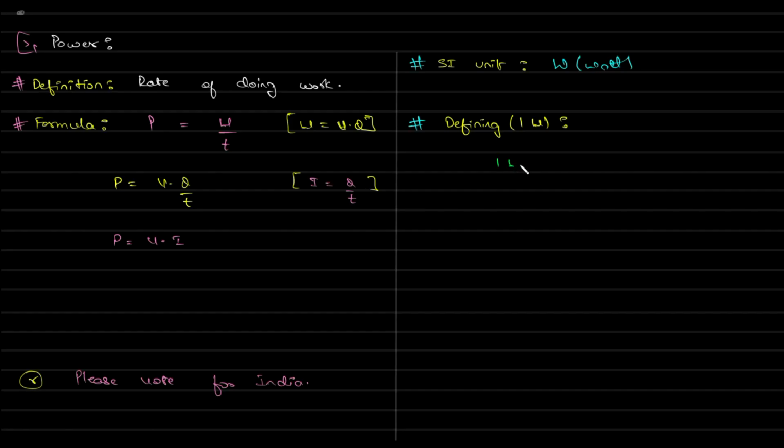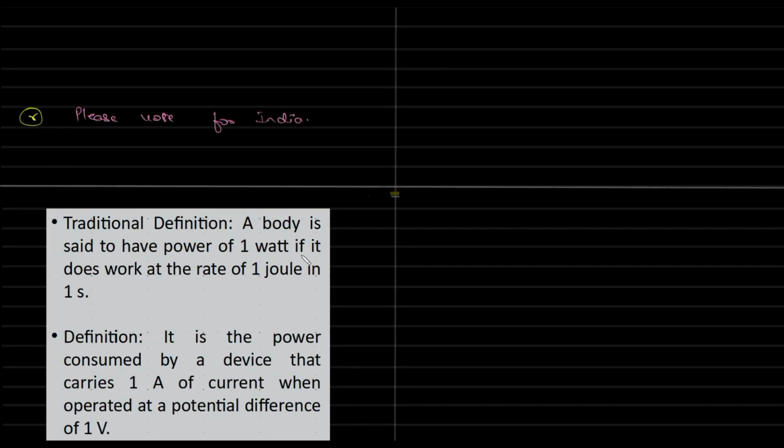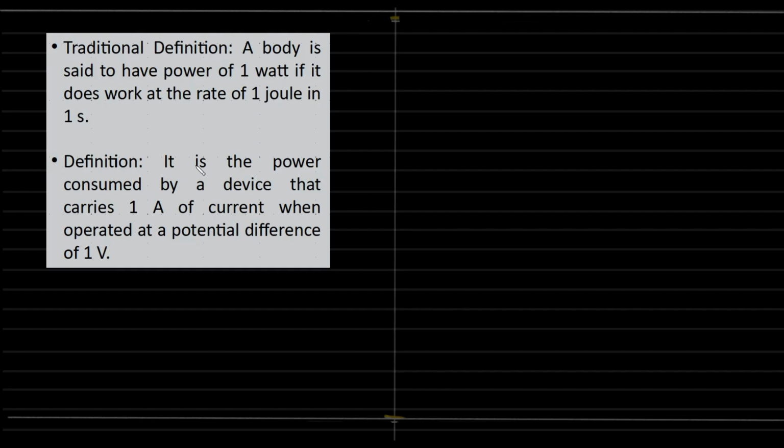So we have 1 watt if 1 volt, and we have 1 ampere. So I mean 1 into 1 is 1. That's what I'm trying to show. But how do you put it across as a definition? Well, I have the definition over here. It is the power consumed by a device that carries 1 ampere of current when operating at a potential difference of 1 volt.